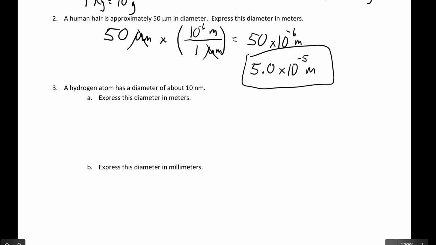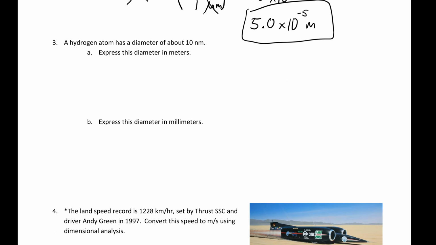Number 3, a hydrogen atom has a diameter of about 10 nanometers. Express this diameter in meters and then express it in millimeters. So we're writing 10 nanometers, and we're going to multiply by parentheses, put this. So we put the nanometers on the bottom just so that it cancels out. It's not always going to be like that, but for all of these it pretty much is. And we're converting into meters this time.